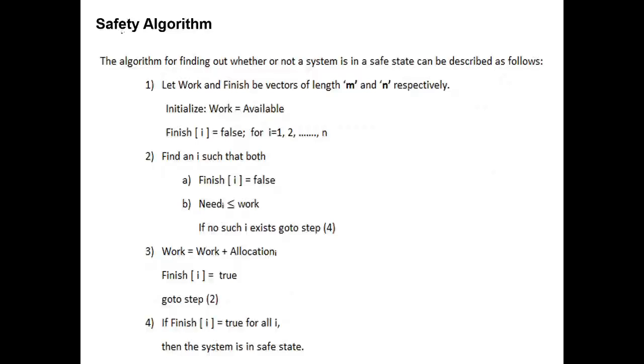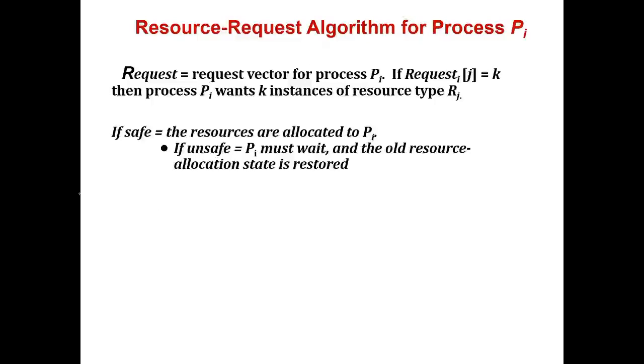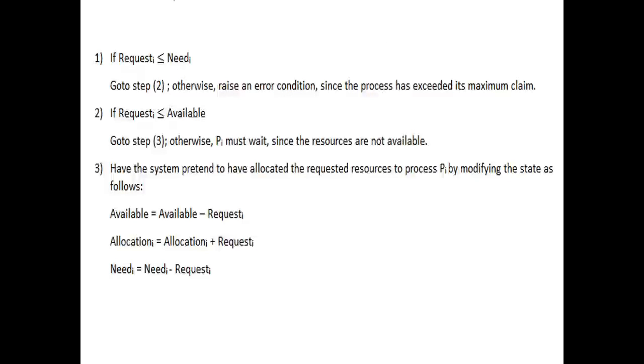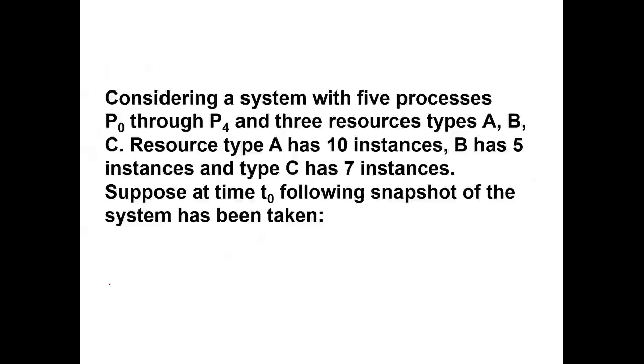So this is the safety algorithm. This is the flow of how the operating system handles it: it is going to check whether the system is in a safe state or not using this algorithm. The next algorithm is the resource request algorithm. This is the algorithm where the operating system checks whether the allocation of a new request or new resource to the processes still keeps your system in a safe state or not. This algorithm will be used.